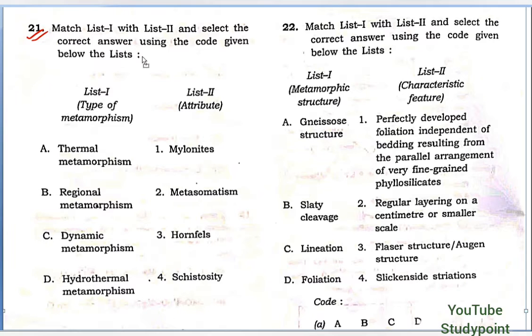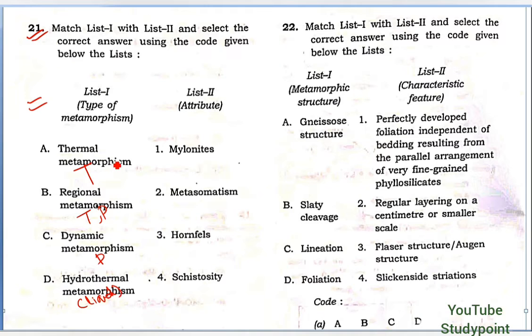Match the list 1 with list 2 and select the correct answer using the code given below. So, in list 1 given thermal metamorphism, regional metamorphism, dynamic metamorphism, hydrothermal metamorphism. In list 2 gives mylonites, metasomatism. So, we know in thermal metamorphism the main factor is temperature. Here is temperature and pressure, and here is only pressure, and here main factor is liquid.